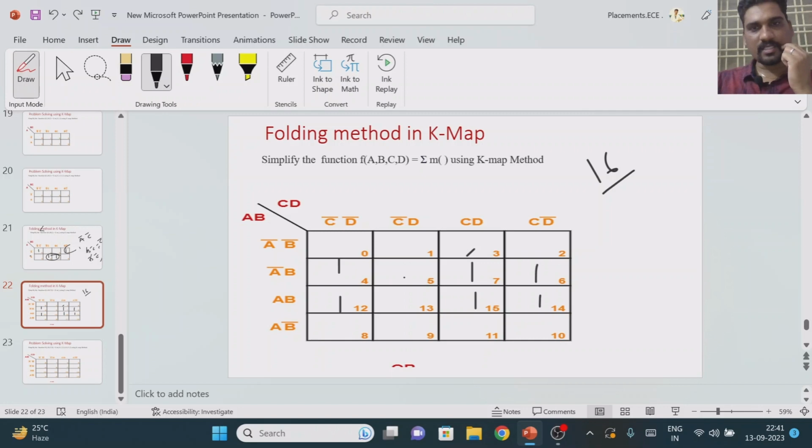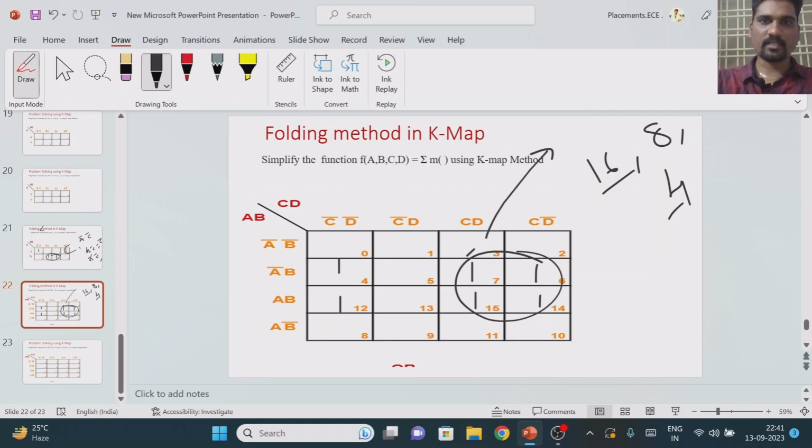For the 7th cell, is there any grouping of 16 ones? No, right? And what is the next possibility? Grouping of 8 ones. Are there 8 adjacent ones for this one? No, right? Then what is the next possibility? Grouping of 4 adjacent ones. Is there any 4 adjacent ones? Yes. This is adjacent to this one, adjacent, adjacent, adjacent, right? It means we can group the 4 values at the same time. So first we will find the answer for this one.